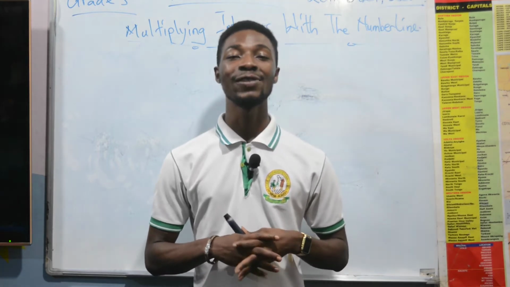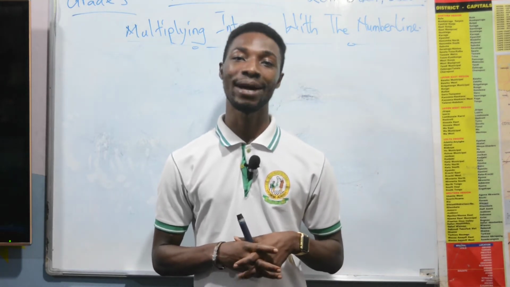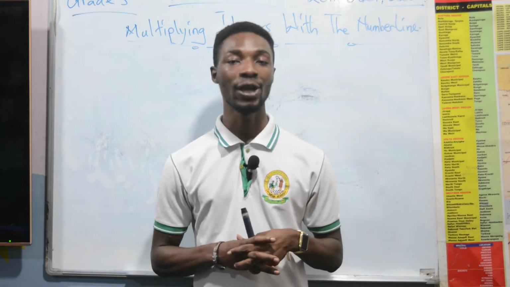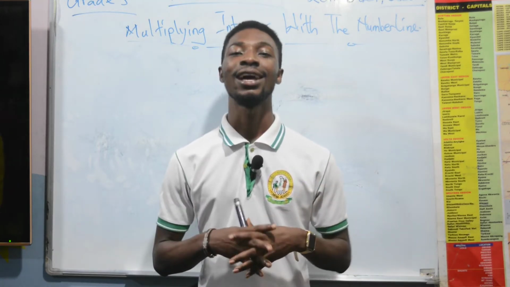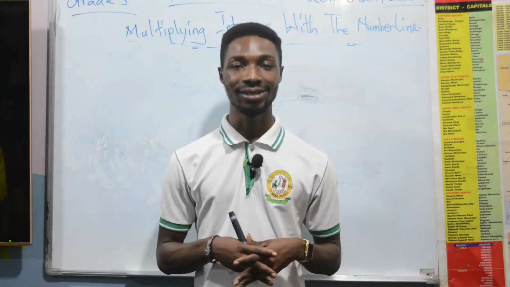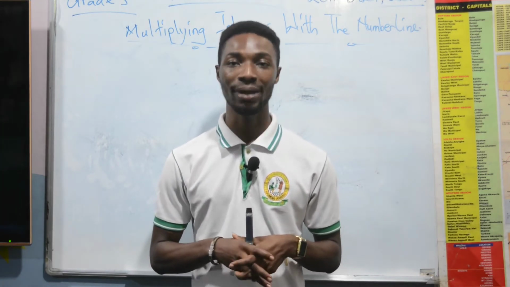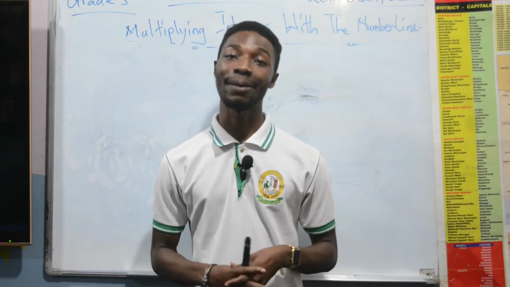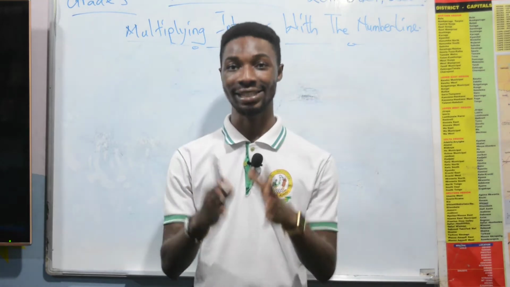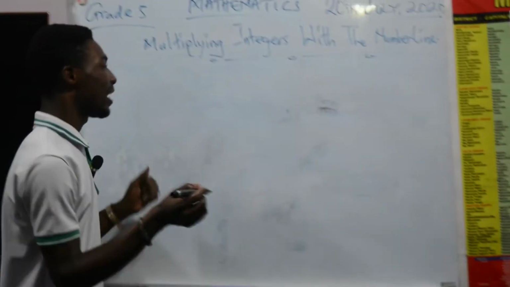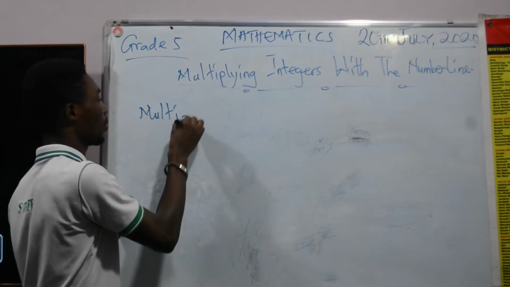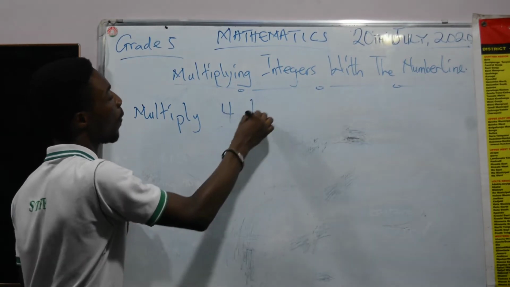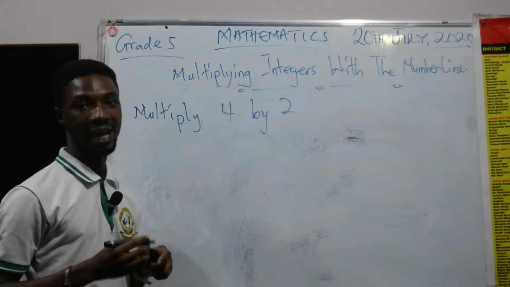We are going to learn how to multiply integers on the number line. In the previous videos, we learned how to add and subtract integers on the number line. Today we are going to learn how to multiply integers using the number line. So let's get started. Let's say we are to multiply 4 by 2 on the number line.